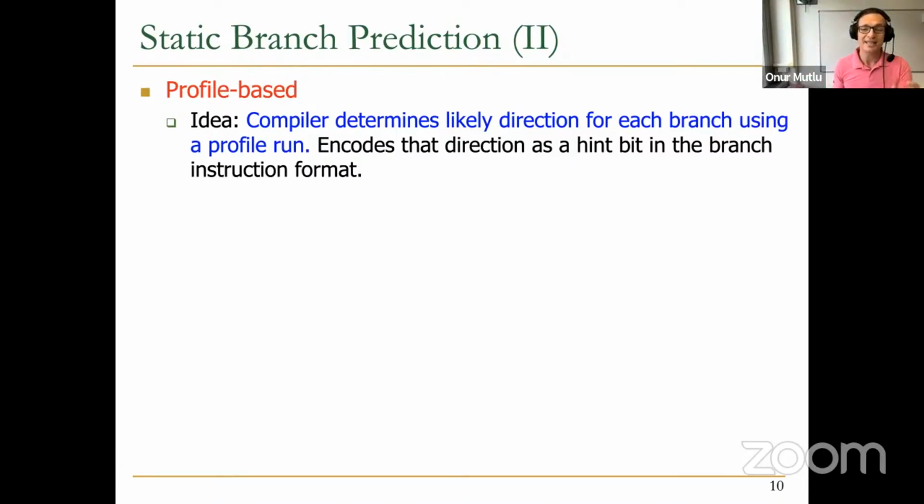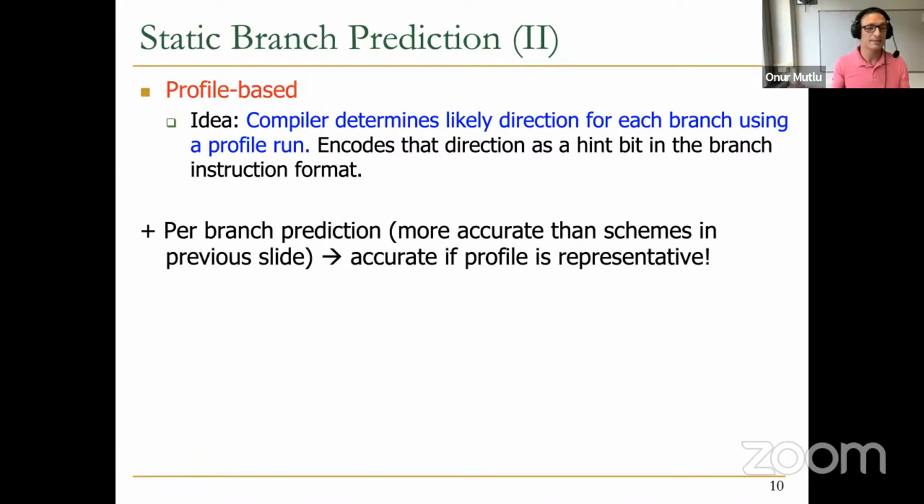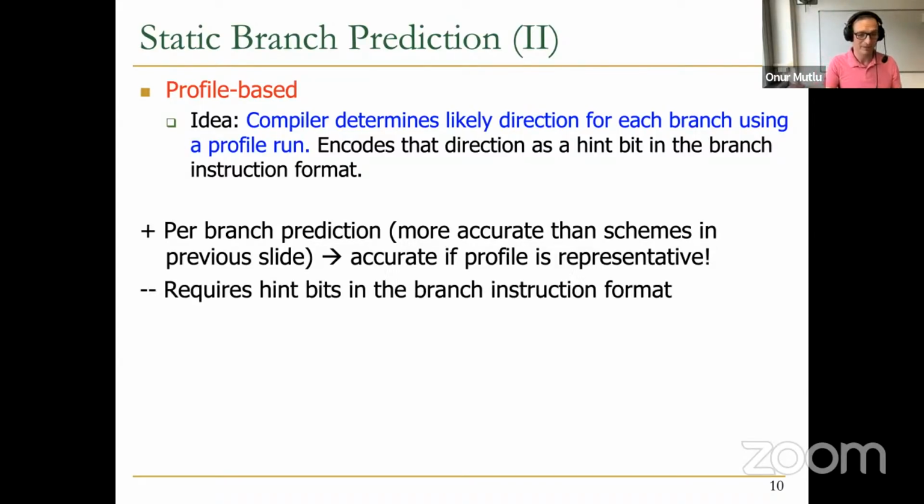And this bit indicates whether the branch should be predicted taken or not taken based on the compiler's profiling information, based on what it knows about the program and input set, but based on its running of the program, basically. So this is a big advantage compared to the prior techniques that we discussed, the prior three ones: per-branch prediction. Now you can distinguish between different branches clearly, more accurate than the schemes in the previous slide, hopefully. And it's accurate if the profile is representative, of course, right? Never forget that the profile representativeness problem doesn't go away.